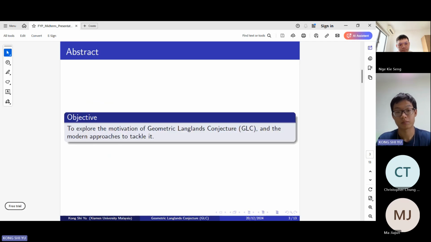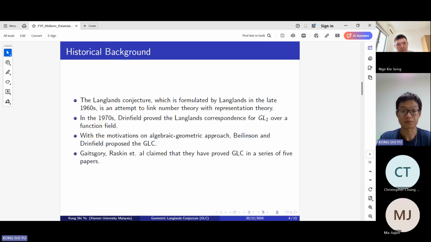First of all, my objective in this project is to explore the motivation of the geometric Langlands conjecture and some of the modern approaches to tackle it. So let's look at some of the historical background of GLC.